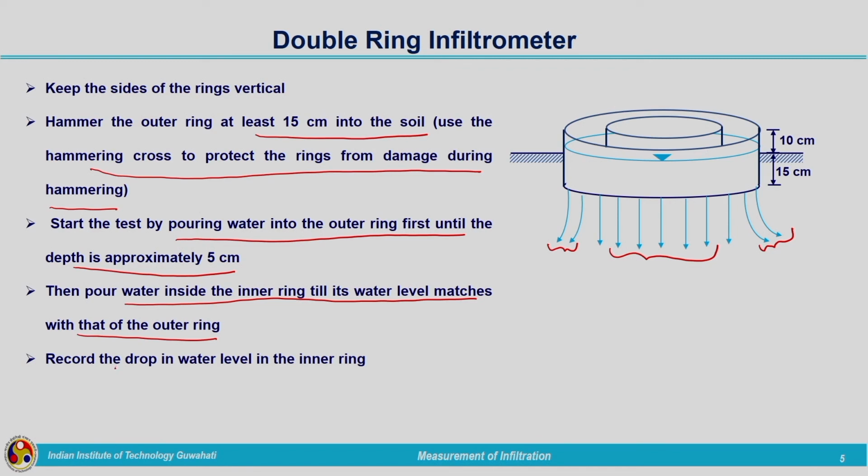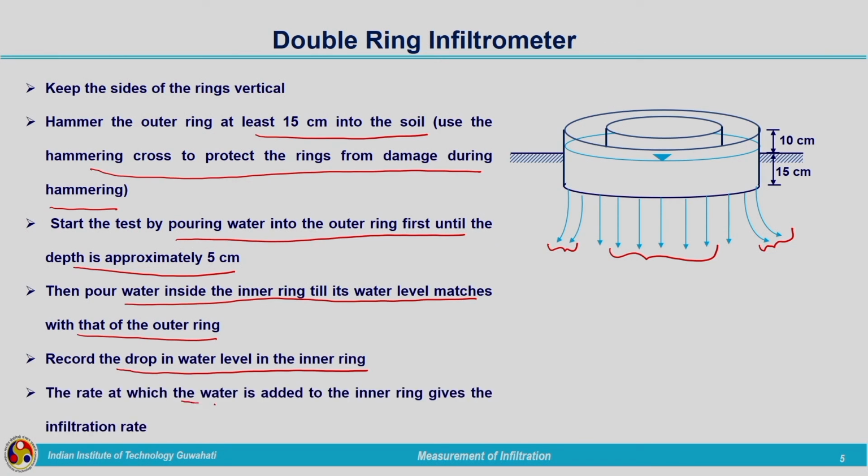Now we will be recording the drop in water level in the inner ring. While doing the measurement, we consider only the inner ring, how much water is added or how much lowering of the level has taken place within the inner ring. The rate at which water is added to the inner ring gives the infiltration rate. In this case we are using the drop in water level. Otherwise, we can maintain a constant water level, and the rate at which water is added over a certain interval of time can be used for calculating the infiltration rate.